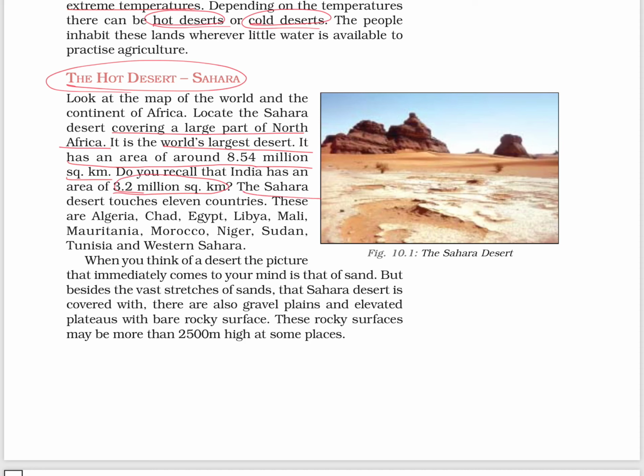The Sahara Desert touches 11 countries. These are Algeria, Chad, Egypt, Libya, Mali, Mauritania, Morocco, Niger, Sudan, Tunisia and Western Sahara.